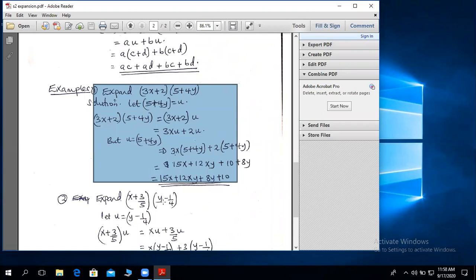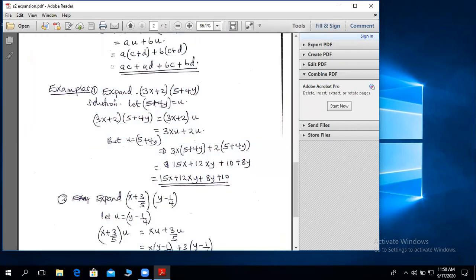Teacher, so it means when they give you x and y in the equation, you're not supposed to let it be y or x. You're supposed to use any other unknown. Yes. If in what you are expanding you are having x and y, then you cannot say let this one be equal to y, because it will confuse you. So you call it any other unknown, for example, M.